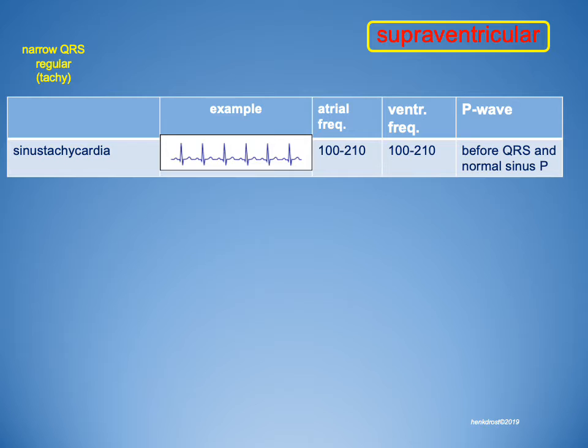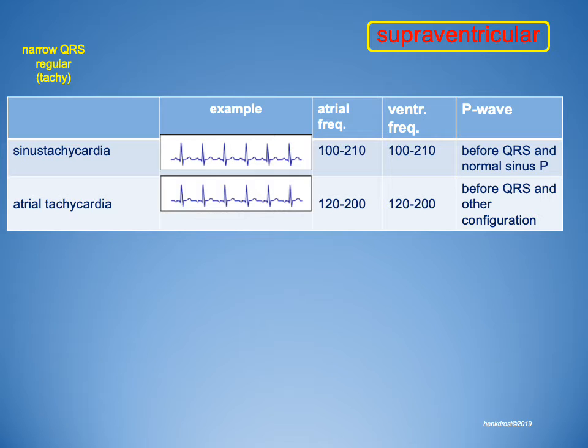First, sinus tachycardia. Frequency above 100 beats per minute. Atrial frequency is the same as the ventricular frequency, and important, the P wave is a normal sinus P wave before the QRS.